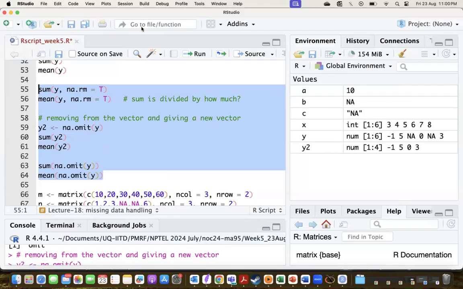Ma'am, I have one small doubt here. We are removing NA, but in Excel, if we didn't write anything, like a space, a blank one, can we remove that blank one, like a space?